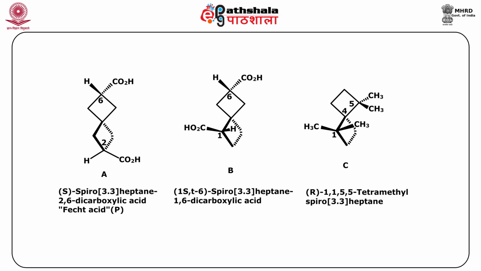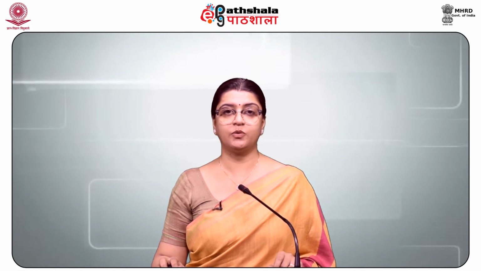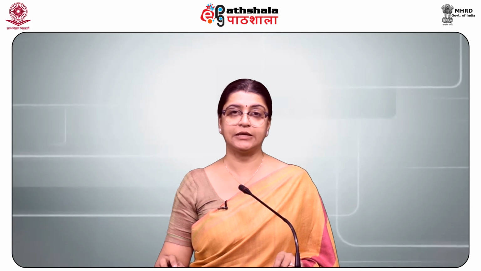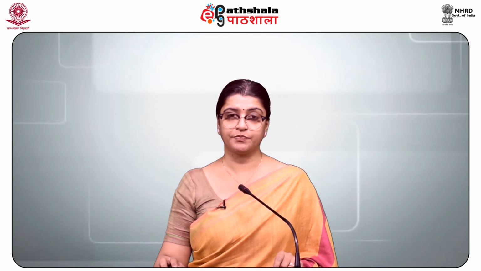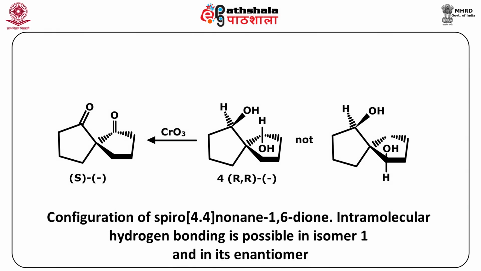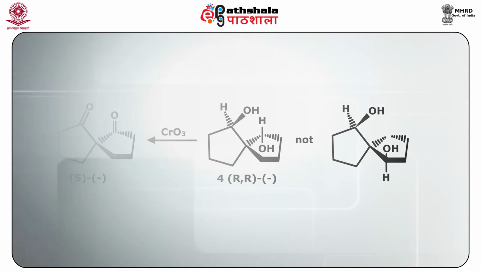Several assignments of absolute configuration of spiranes of type C, as shown in the following figure, have been accomplished, and the first correct one was found by Gerlach in 1968 and is concerned with the dione, which is shown in this figure. It is seen that it is based on that of its diol precursor. The precursor from which this dione has been made is also shown here in the same figure.